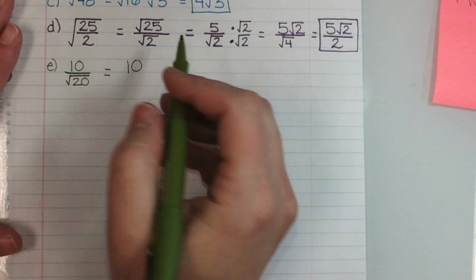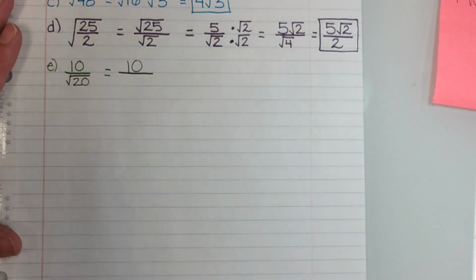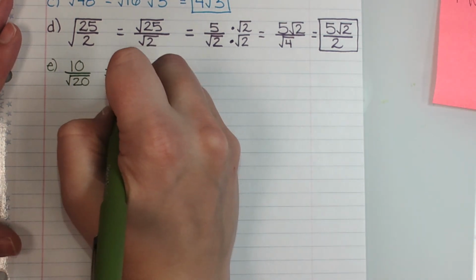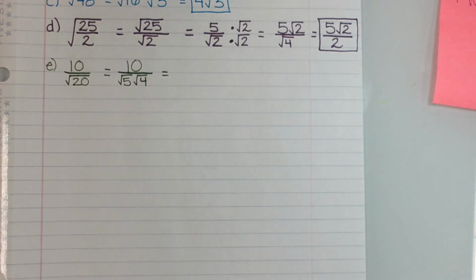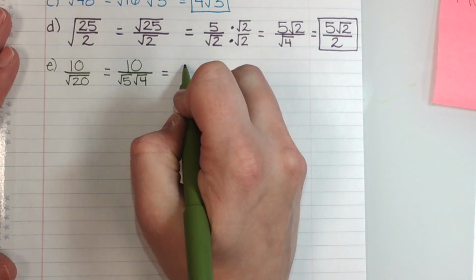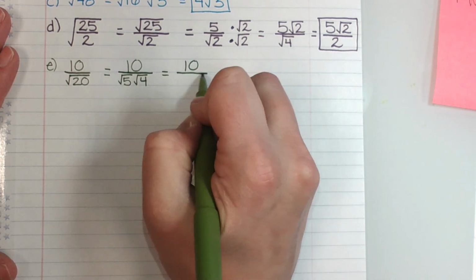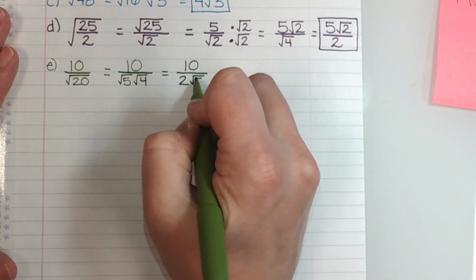Austin, what am I going to do to simplify the square root of 20? Square root of 5 and square root of 4. Grace, what's that become? 2 square root of 10 over 2 root 5.